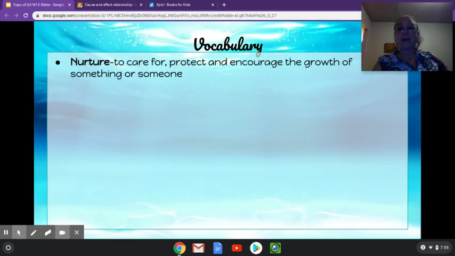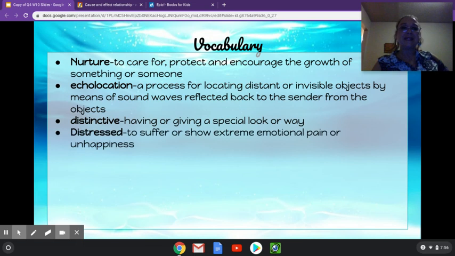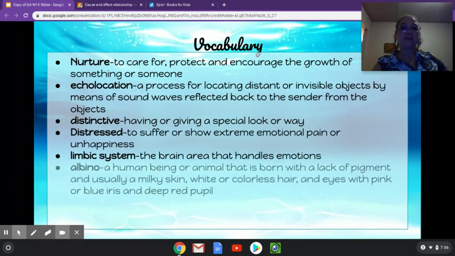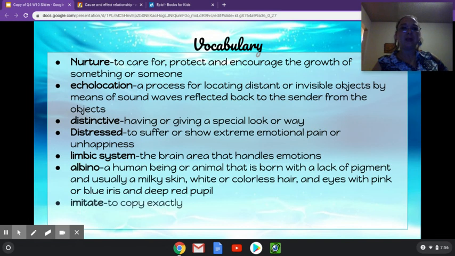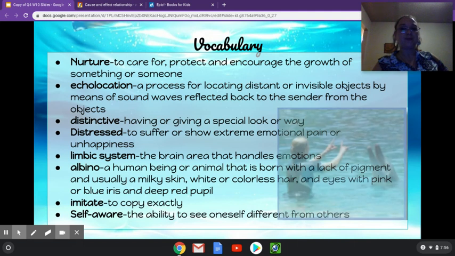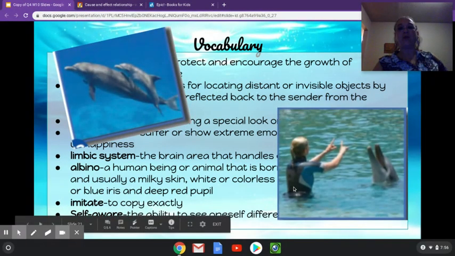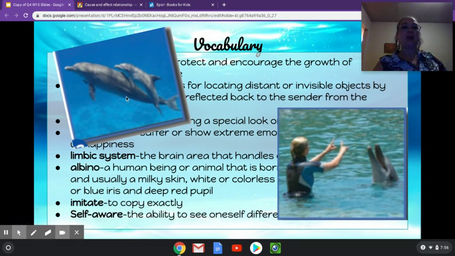Our next vocabulary is nurture, echolocation, distinctive, distressed, limbic system, albino, imitate, and self-aware. You can see the distinctive whistles being imitated by the trainers. You can also see the mother cow nurturing her calf right here.